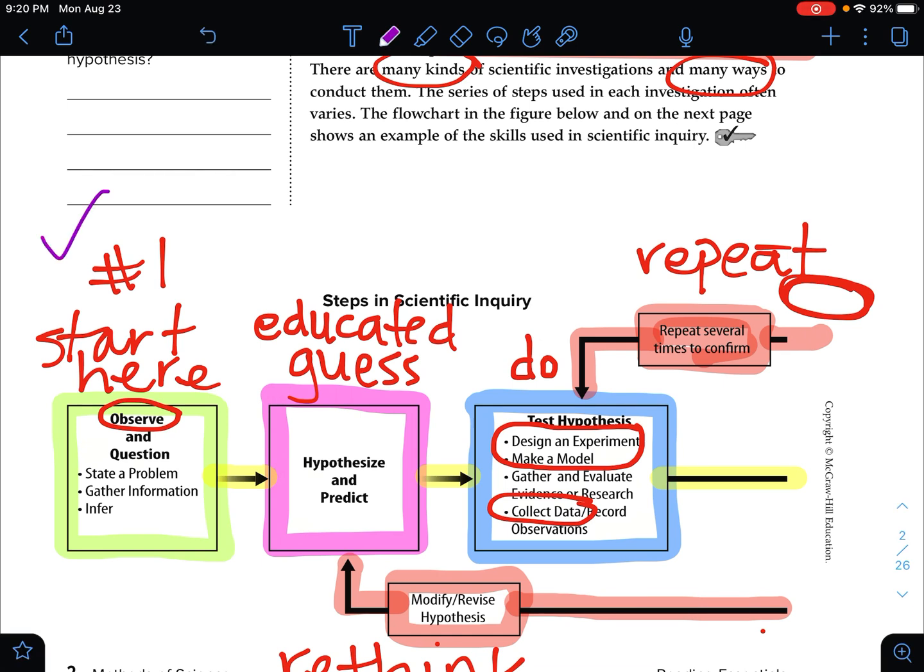Alrighty. So we are going to start right here, guys. Start here at making an observation, whether that be a quantitative observation having to do with numbers or qualitative observations having to do with your senses. But that's where you're going to start. You're going to make an observation, and then you're going to ask a question about that observation. Why is that? What is going on? But you first have to make an observation. So you're going to observe and question. You're going to state a problem, gather some information, then you're going to infer.